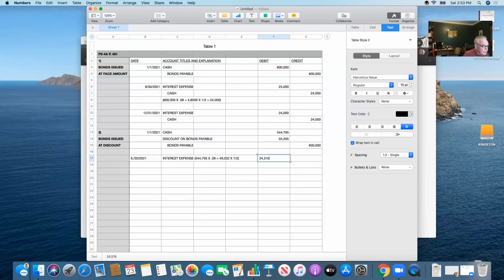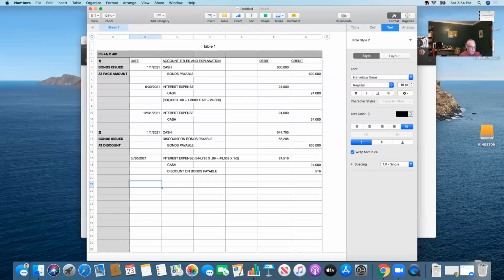24,516. Now the credit to cash is the same as it was in the first example, right? Because the credit to cash is based on the stated rate or the face rate, the rate that's on the bond. So now, to make the entry balance, we need a credit of 516. What account should we credit for that? Discount on bonds payable.